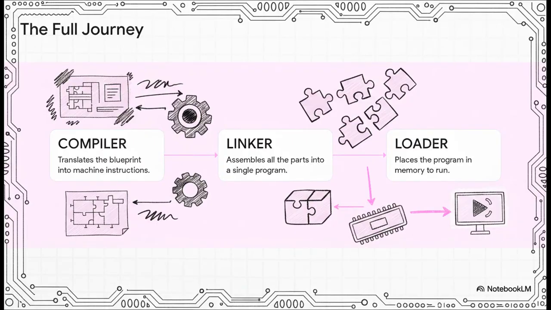So there you have it, the whole journey in 3 steps. First, the compiler translates the blueprint. Second, the linker assembles all the parts into a single building. And finally, the loader places that building into memory so you can actually use it. 3 distinct stages, 1 seamless result.